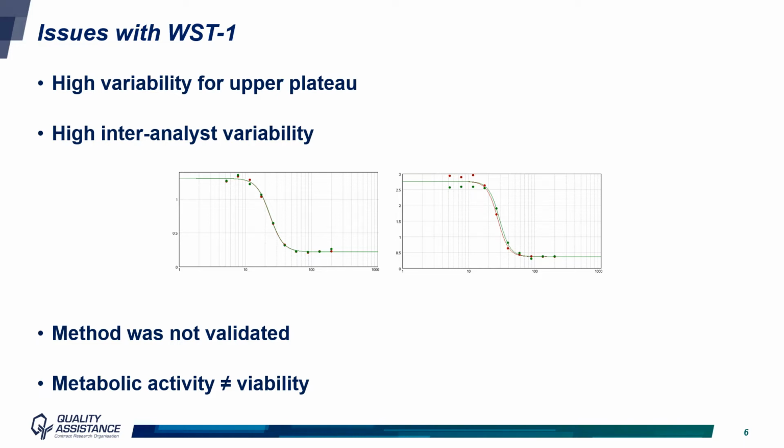If we go to the data, we rapidly observe some issues with the WST1 reagent. First, a high variability appears at the upper plateau, as observed in the plot at the right side of the slide. Moreover, a high inter-analysis variability was also detected. If we compare these two graphs, we can observe a strong difference in the optical densities obtained for the upper plateau. Around 1.5 for the first analyst at the left graph, and around 2.5 for the second analyst at the right graph. In these conditions, we were not able to validate the method.